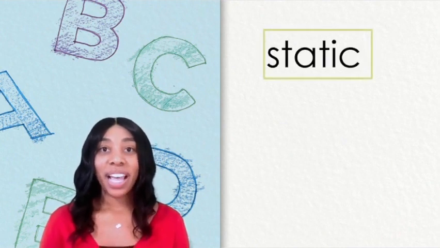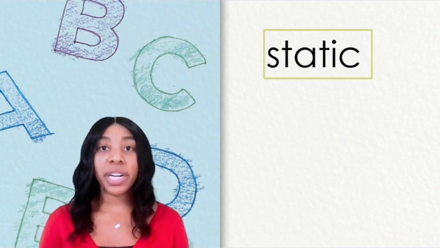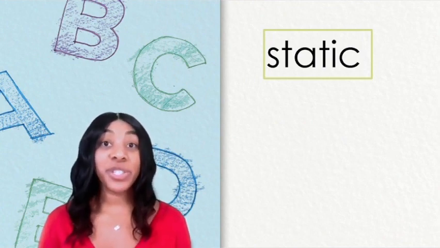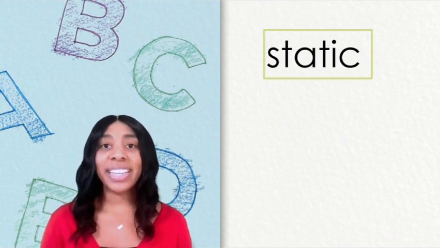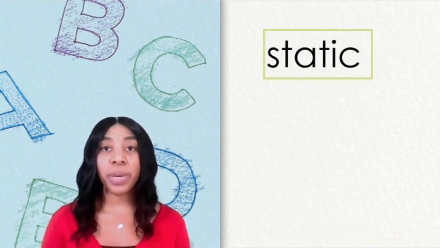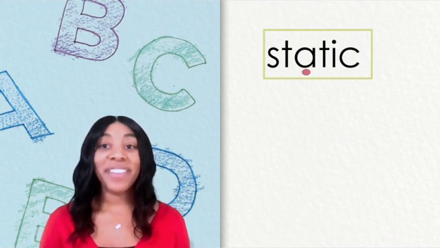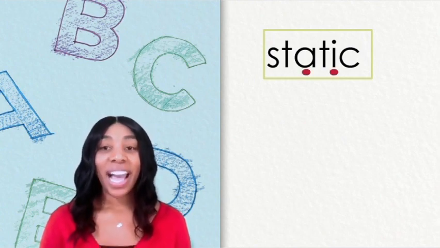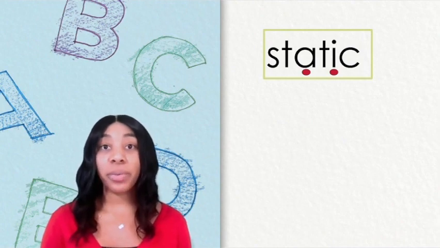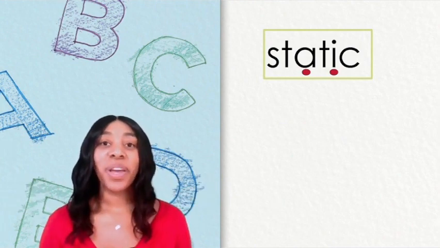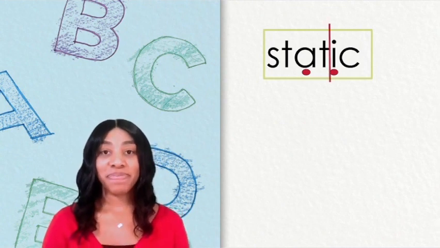Static. How many vowels are in the word static? We have 2 vowels. Go ahead and yell out the 2 vowels in the word static. We have A and I. I want you to clap out the word static to tell us how many syllables we have. Static. We have 2 syllables.